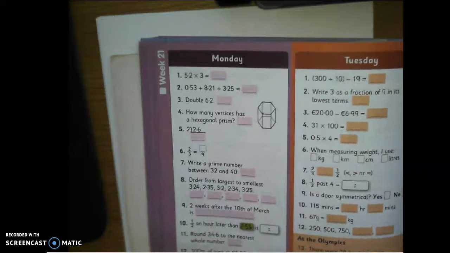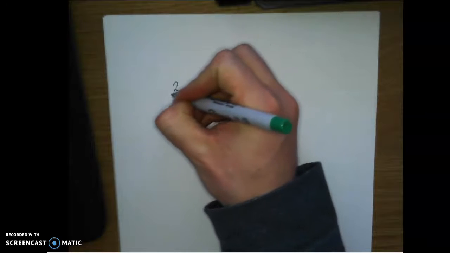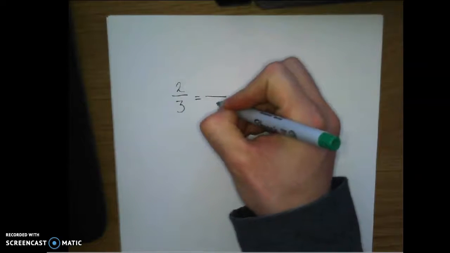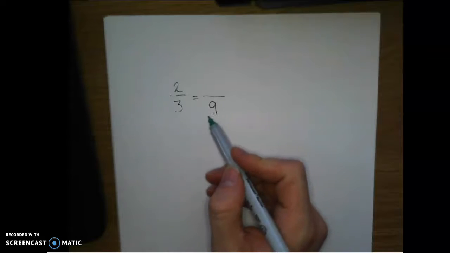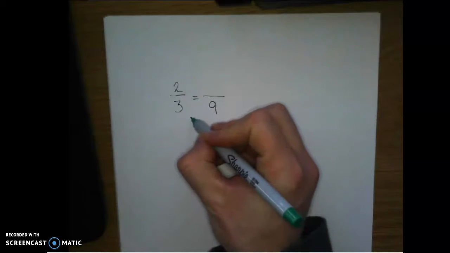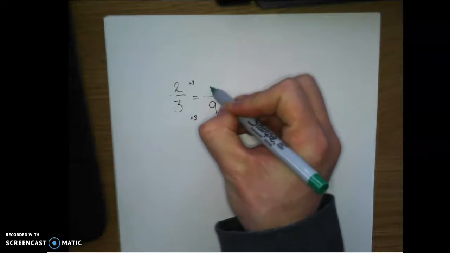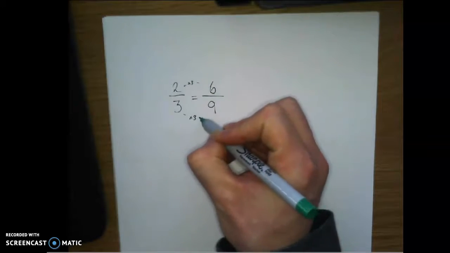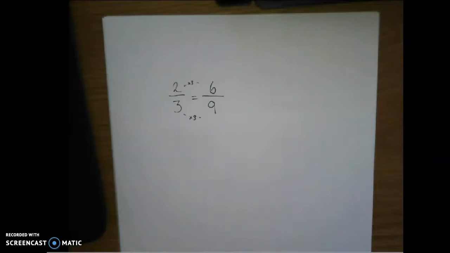So number 6, 2/3 is the same as how many ninths? So 2/3 equals how many ninths? Well, what do we do to 3 to make 9? Well, we multiply it by 3. So 3 times 3 is 9. So 2 times 3 is 6. So 2/3 will be the same as 6/9. Alright.